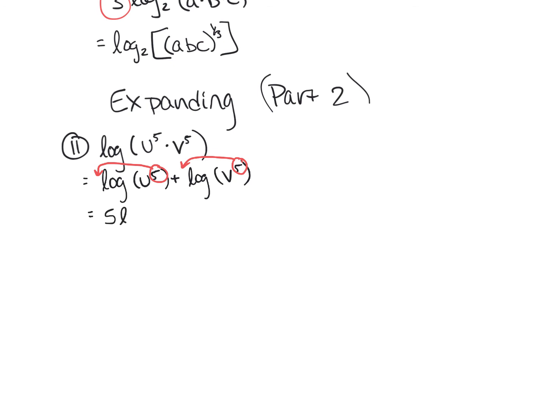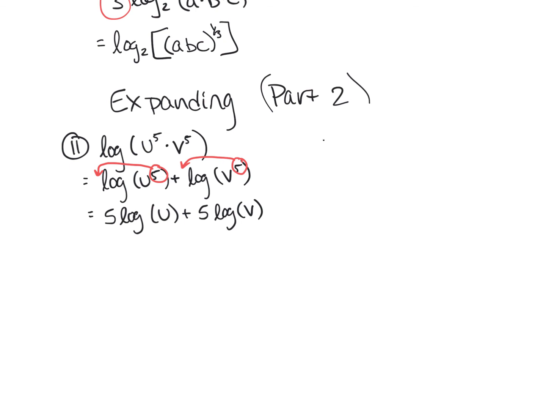So that we end up with 5 times log of u plus 5 times log of v. Now, for some reason, a lot of problems for logs like to use u and v, and I know that depending on your handwriting, a lot of these can look similar, so please just try to make sure your u's are curvy and your v's are angled. But there we are, we've expanded this into something larger. So let's try 2 more problems.